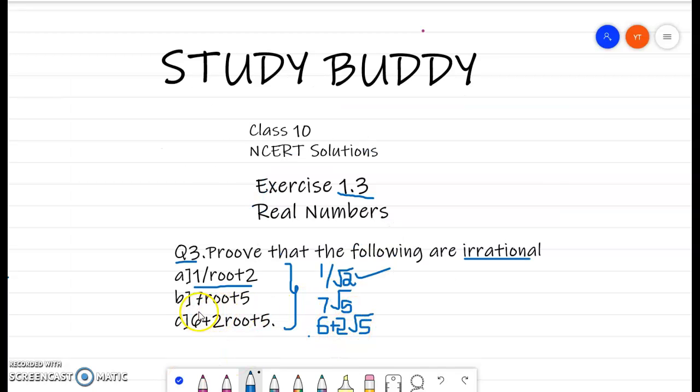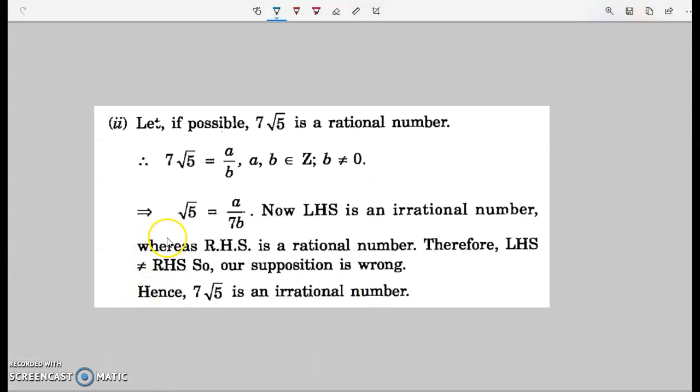Prove that 7 root 5 is an irrational number. So let's go ahead with the solution. We have to prove that 7 root 5 is irrational. If possible, let us consider 7 root 5 is a rational number. So as I told you, any rational number should be in the form of a by b, where a, b belong to integers and b is not equal to 0. So 7 root 5 is equal to a by b. So it is a rational number. Now I send the 7 to the right hand side and root 5 is equal to a by 7b.